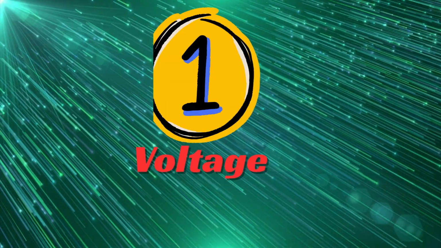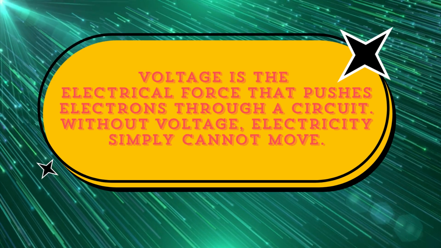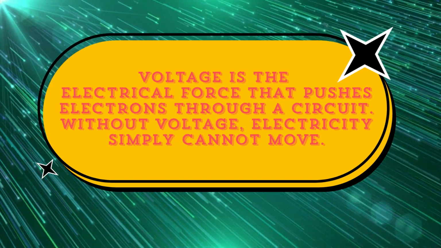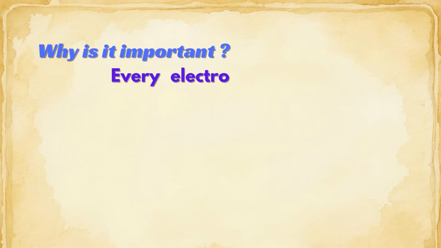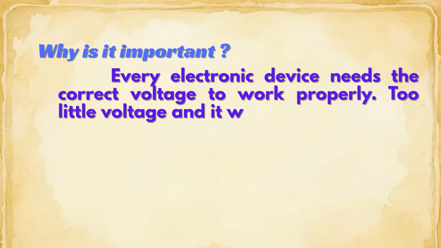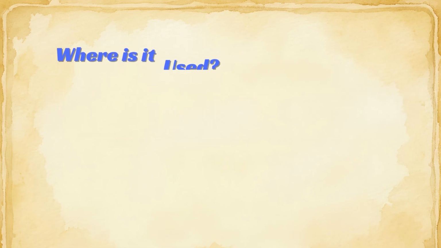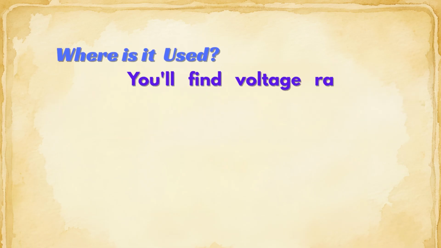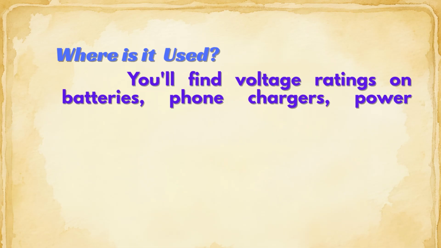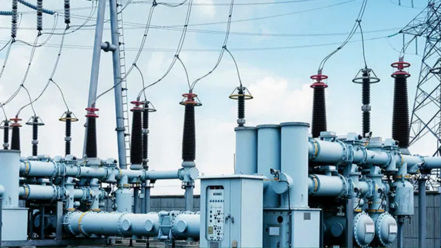Number 1. Voltage. Voltage is the electrical force that pushes electrons through a circuit. Without voltage, electricity simply cannot move. So why is it important? Every electronic device needs the correct voltage to work properly. Too little voltage and it won't work. Too much can damage it. Where is it used? You will find voltage ratings on batteries, phone chargers, power supplies, laptops, and almost every electronic device. So it's everywhere.